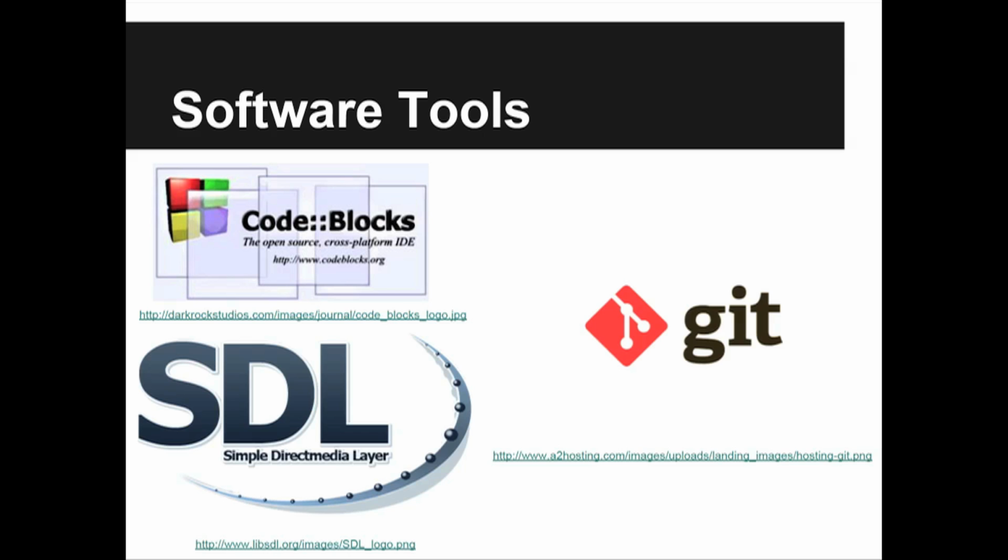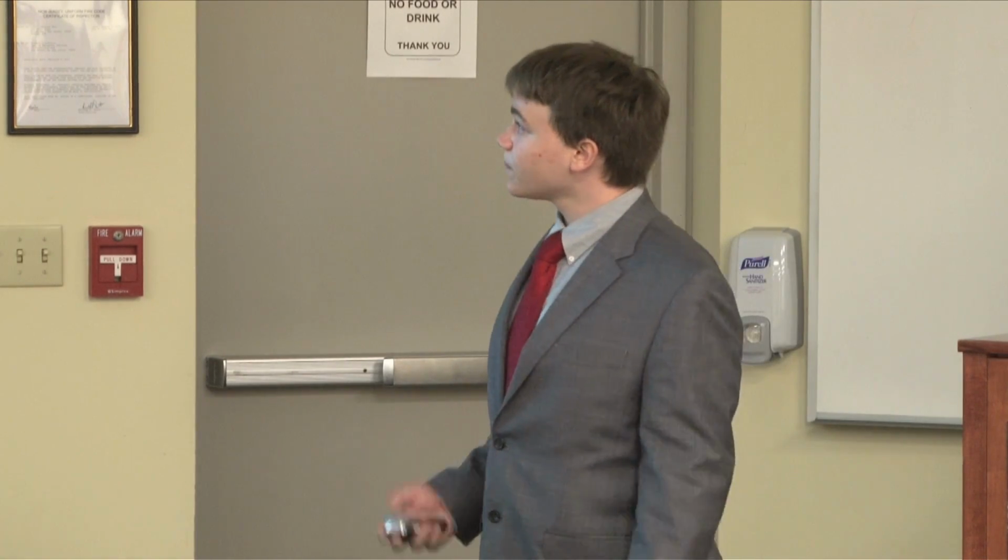CodeBlocks was what we used to actually develop and compile our application. SDL is a graphics library that we used to actually create the graphical interface for the application. And we used Git to collaborate between us and keep track of the versions of our software.